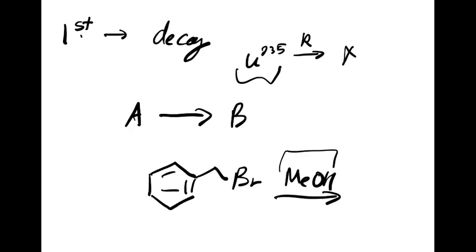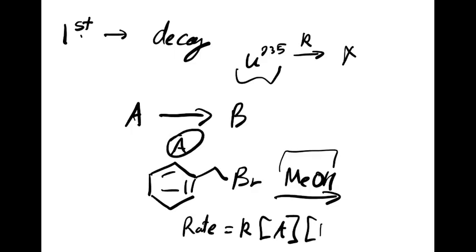What we're doing is oxygen is going to displace the bromine. Formally, the rate of the reaction will be equal to some constant times the concentration of, we'll call this guy A, my benzyl bromide, times the concentration of methanol, my nucleophile. Why is this going to be a first order process? If it's a solvent, it's a high enough concentration that it's pretty much constant.